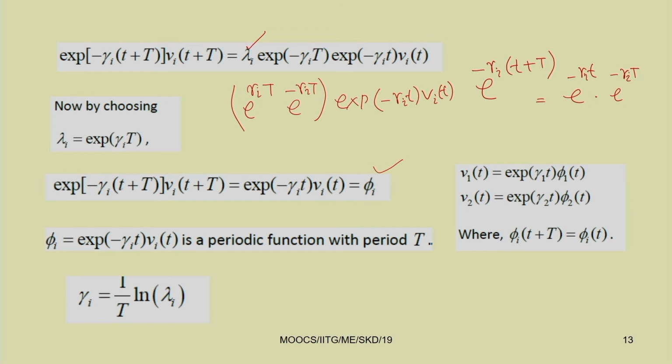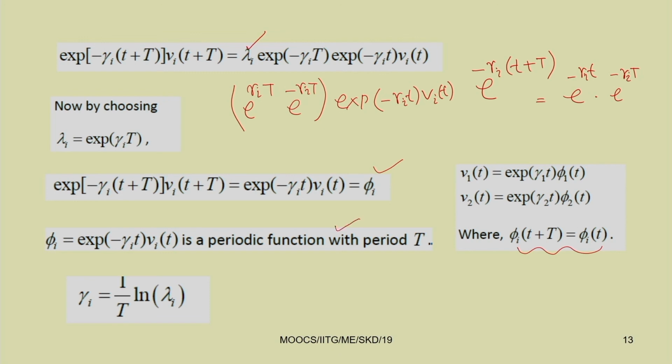So V_1(t) can be written as e to the power gamma_1 t into phi_1(t), and V_2(t) can be written as e to the power gamma_2 t phi_2(t). From this thing we can easily write phi_i(t plus T) equal to phi_i(t), since V_i(t plus T) equals V_i(t) times the factor. So phi_i(t), equal to e to the power minus gamma_i t V_i(t), is a periodic function with period T.